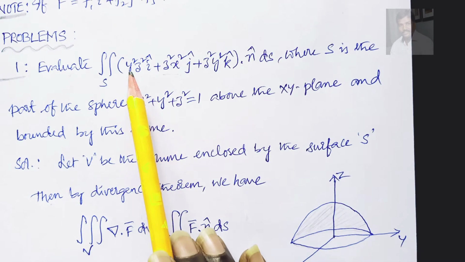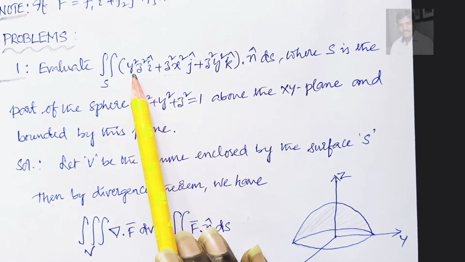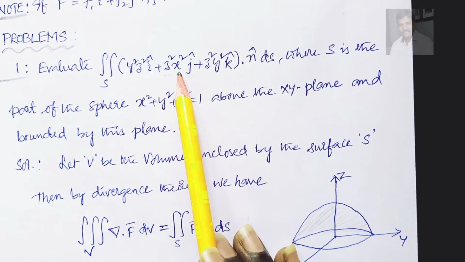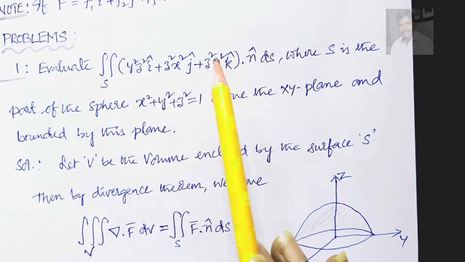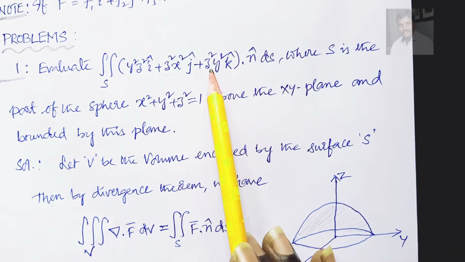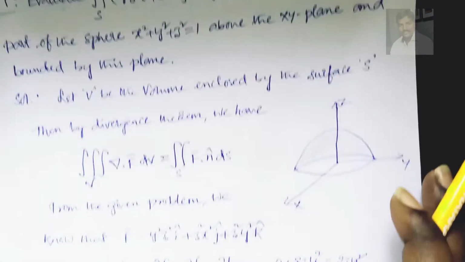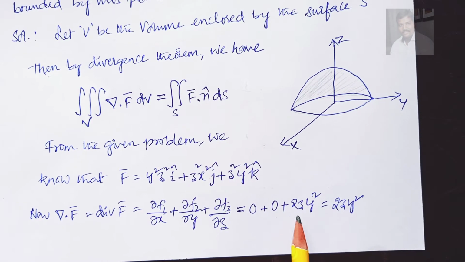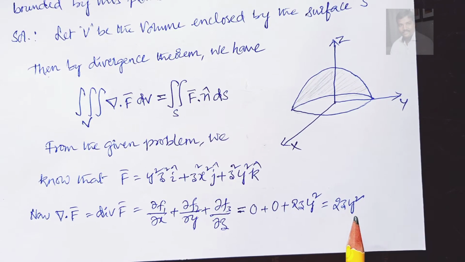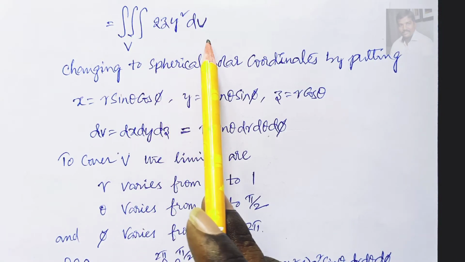Dou F1 by dou x means 0 because y and z are constant. Dou F2 by dou y is also 0, because there is no y in this; z and x are constant. Dou F3 by dou z: the derivative of z square is 2z, giving 2zy square. So I am getting 0 plus 0 plus 2zy square. The integral is the triple integral over the volume V of 2zy square dV.